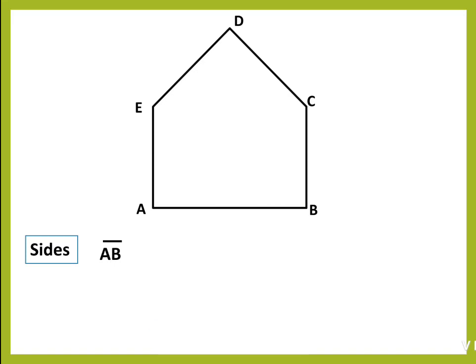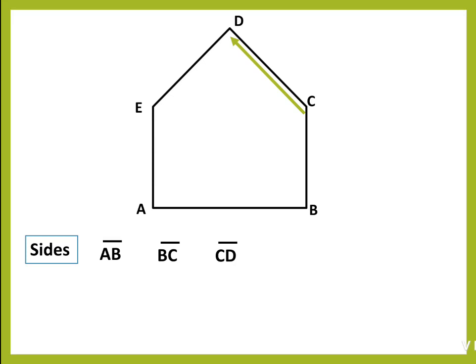Next, BC is another side, second side BC. So BC is the second side. We have to write line segment BC, just like we write all the 5 sides. Next, starting from C, CD is a line segment. CD is a side. So write line segment CD.